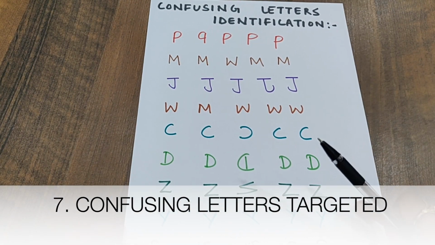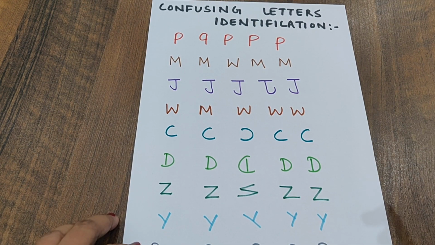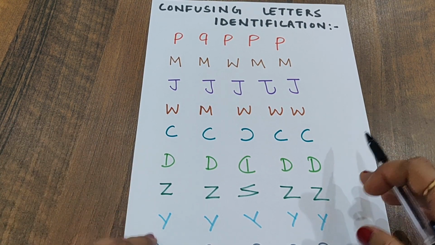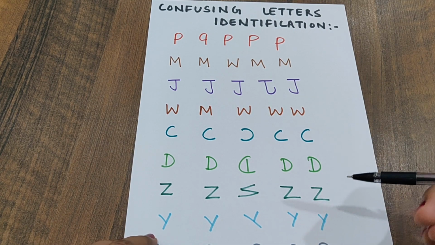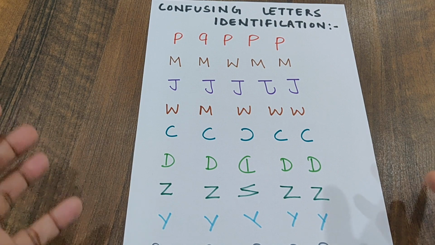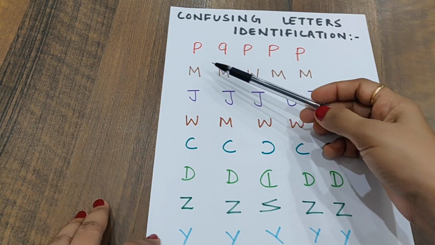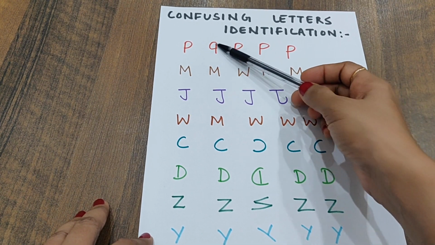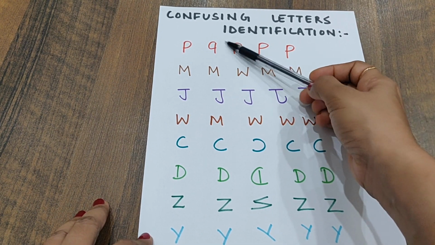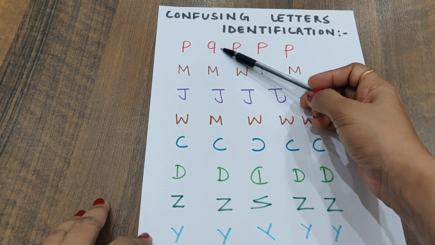Now here you can see confusing letters identification. Now if I talk about some children, or rather good number of them, initially they do get confused between the placing or the facing of that particular alphabet. Now if I talk about P, generally what kids confuse is regarding this particular shape of P, which sided is it going to be. The head is going to be on the left hand side or on the right hand side.